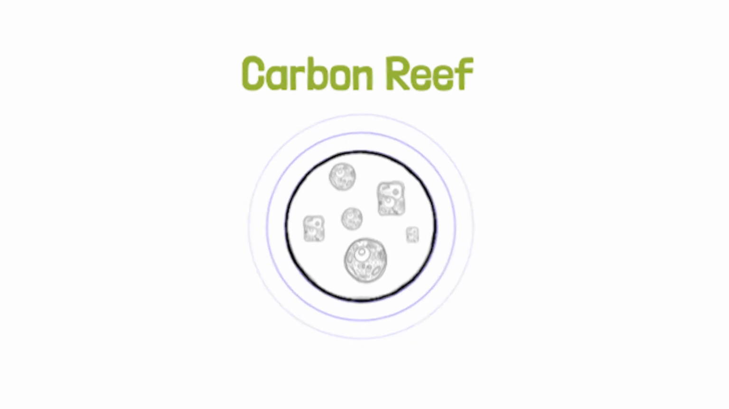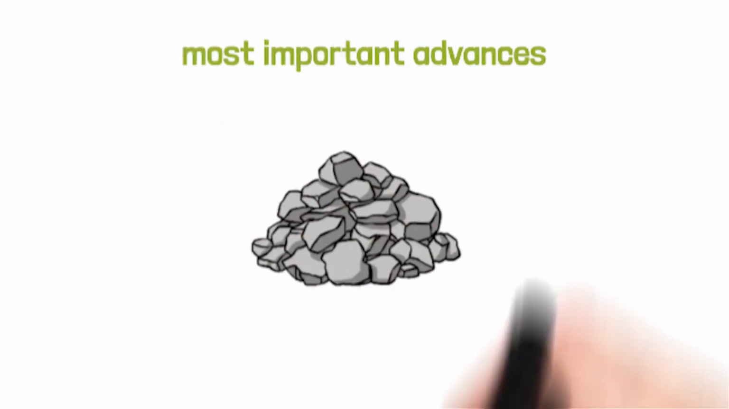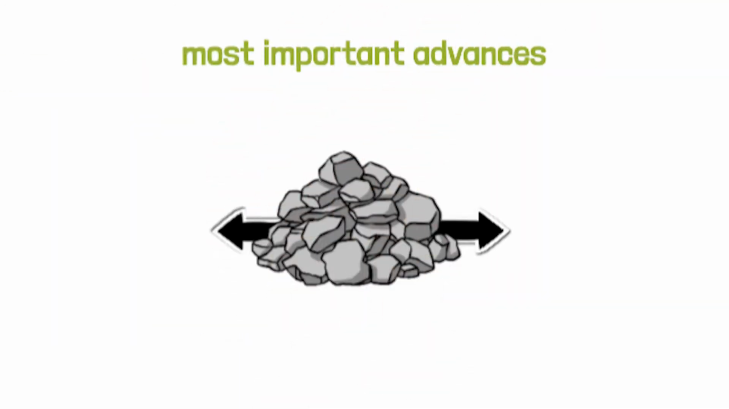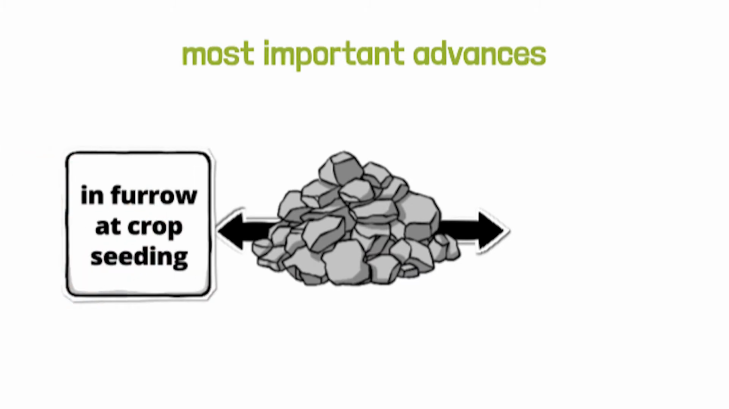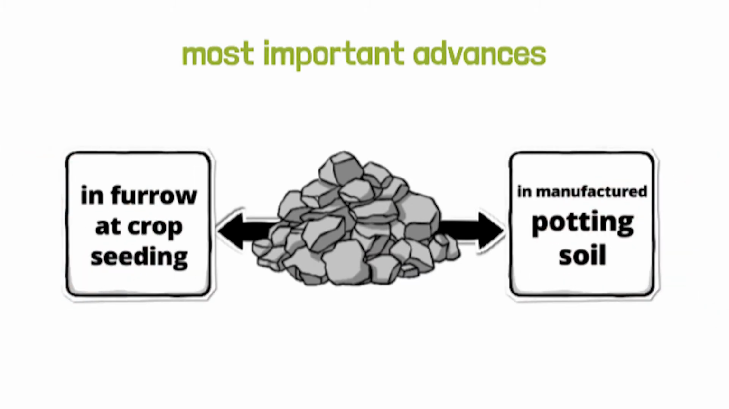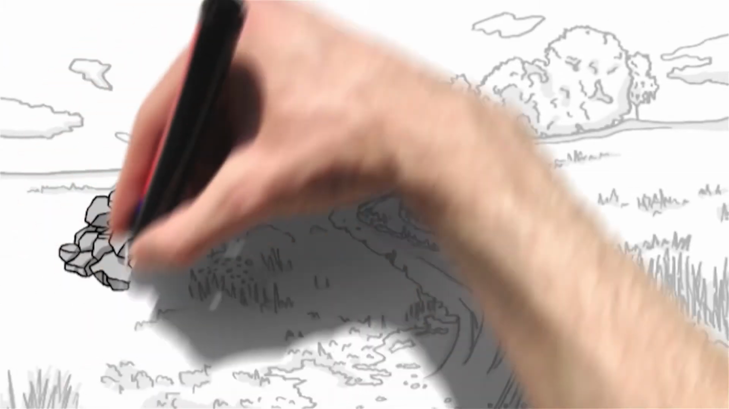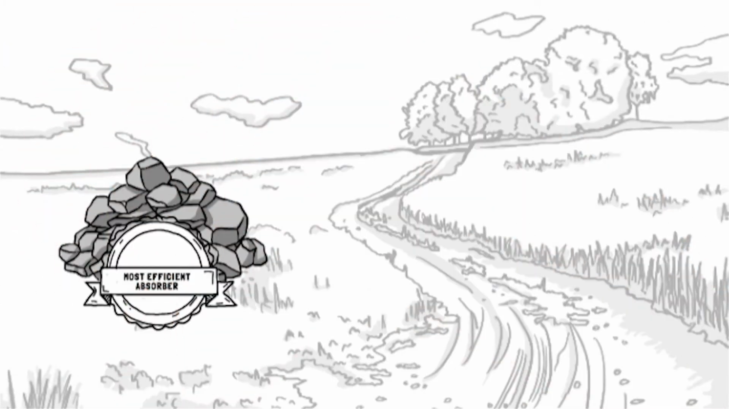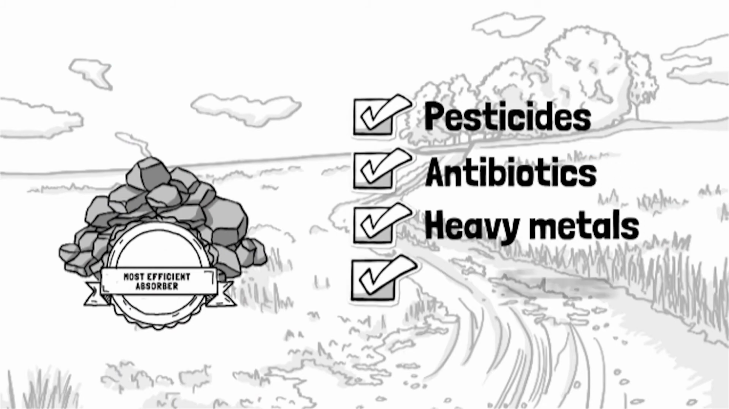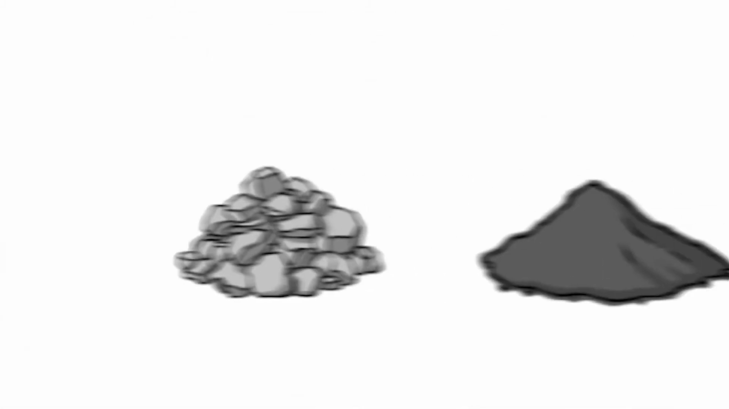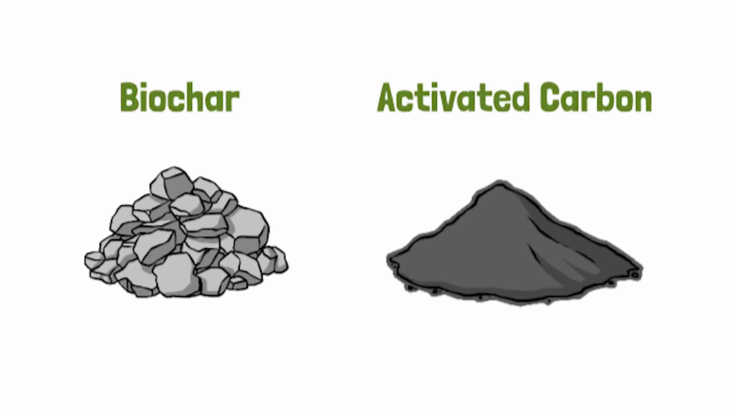in which to thrive. One of the most important advances of biochar research is the loading of nutrients, applying this in furrow at crop seeding, as well as an additive in manufactured potting soil. In restoration sites, biochar is one of the most efficient absorbers of organic contaminants, especially pesticides, antibiotics, heavy metals, and dioxins, far exceeding activated carbon in performance and cost.